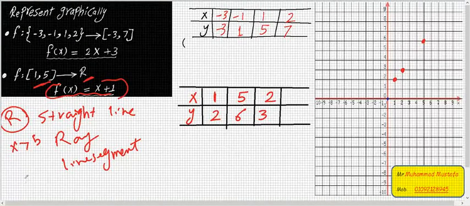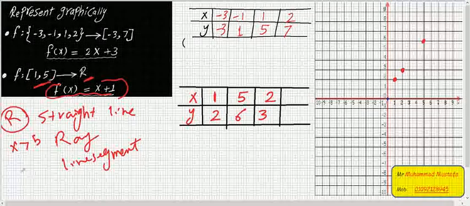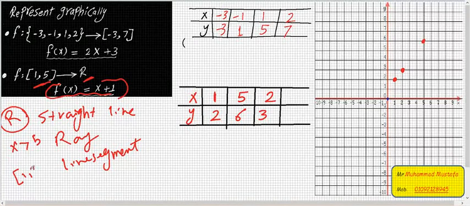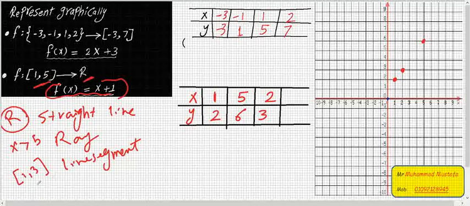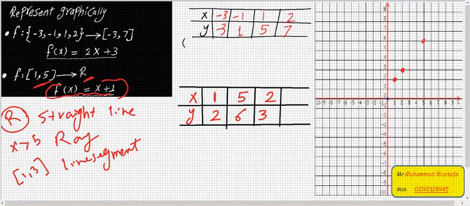If the domain is limited from the start and the end, a limited interval like 1 and 3, we represent it by a line segment. Here the domain of the function is limited, so we represent it by a line segment. We join the 3 points. Here we notice that the 3 points belong to one straight line. These 3 points are collinear.